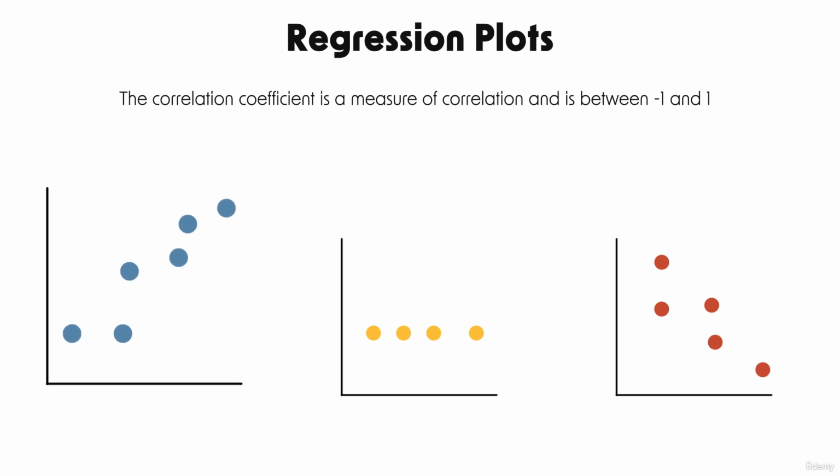The chart on the left has a very strong correlation, so the line of best fit looks like this. The correlation coefficient is, let's say, 0.9. That's a strong positive correlation.